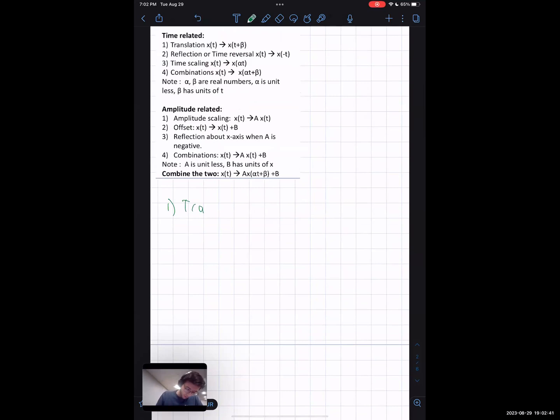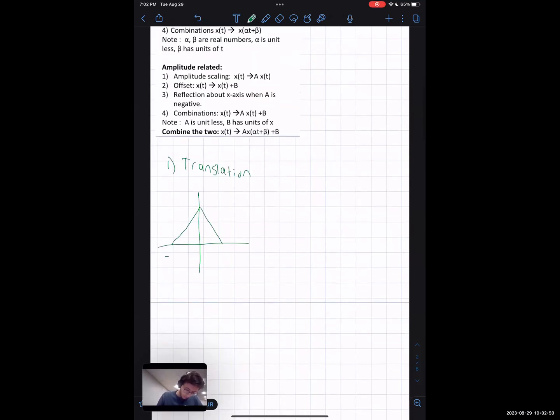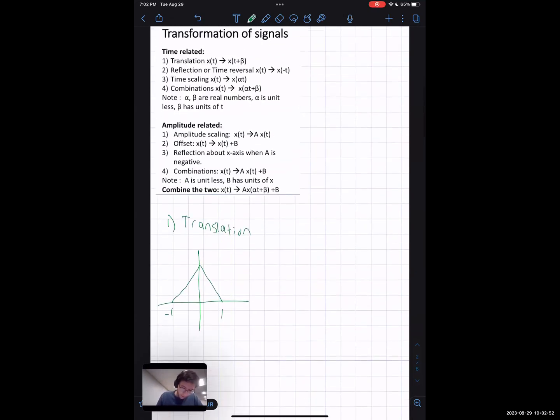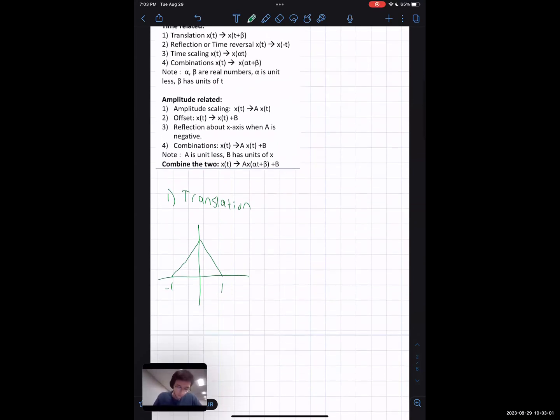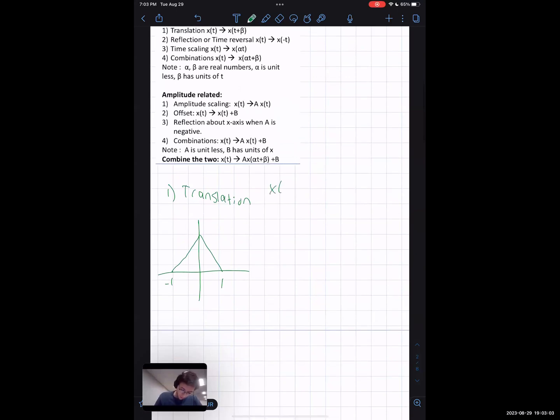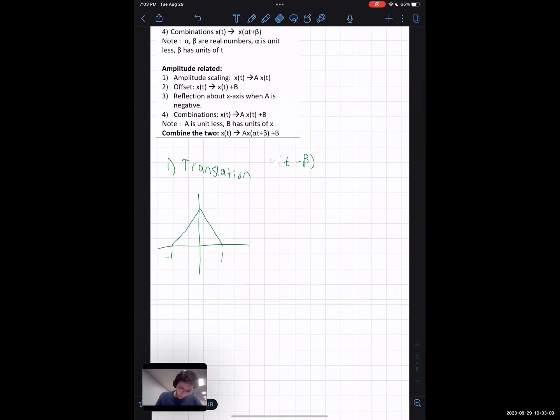So, one, translation. I'm going to start off with a basic signal here, very arbitrary. Maybe we can call this -1 and 1. If we're going to do some translation, we move it left or right. Dr. Kodabakar has this good saying: you have a right to be negative. So if you have something like x of t minus beta, we can call this beta 1 just to be extra specific.